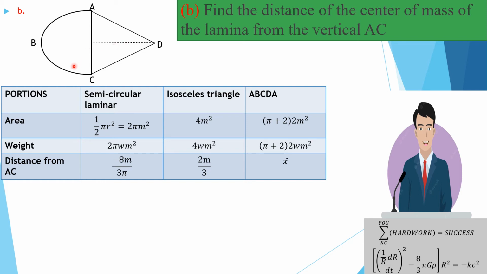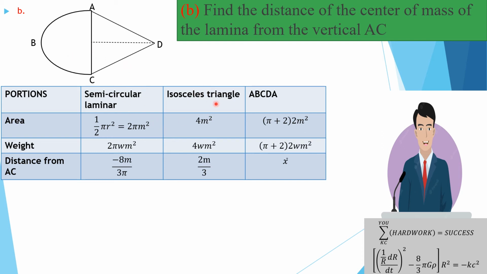Remember that moment is basically the product of a force times its perpendicular distance from the line of action of the force all the way to the pivot, right? If you don't want to talk about a pivot like we do in physics, in mass mechanics you are talking about a particular reference rotating axis, the axis of rotation. So our axis of rotation here is AC. This displacement to the left will be a negative displacement. That's why the distance from AC would simply be negative 8m over 3 pi, which is the center of mass of this semicircular lamina we found in the previous part of the question.